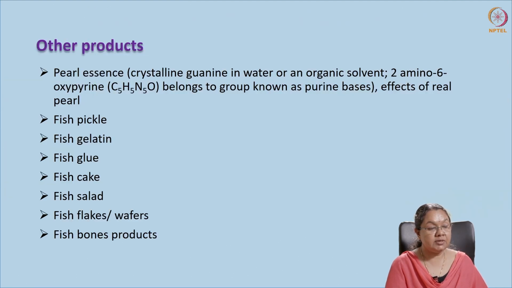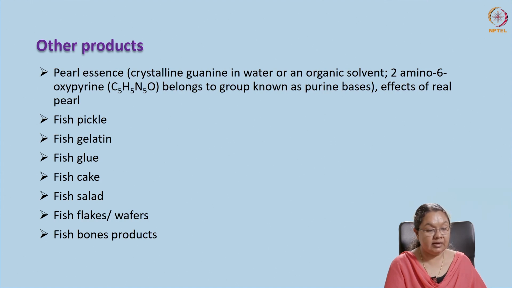The other products which are produced from the industry can be pearl essence. Pearl essence is used to get artificial pearls. So this is a crystalline material, crystalline guanine in water or in organic solvent. Chemically, it is 2-amino-6-oxypurine, and this is a purine base, and it gives the glow of a real pearl. So the beads can be coated with the pearl essence to get an artificial pearl. And other products like fish pickle, gelatin, glue, fish cake, salads, flakes, wafers, bones of shark and other shellfishes can be used to develop ornaments and other products.